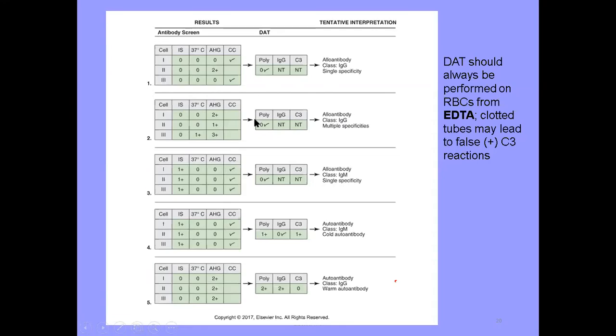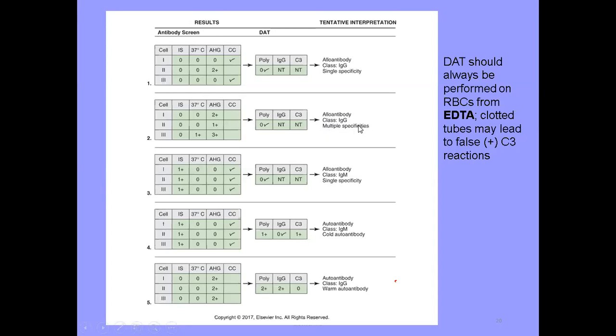So this means that sensitization did not happen in vivo. There is no autoantibody, there is no recent transfusion reaction. And so basically, this is an example of, once again, an allo antibody directed against other people's antigens, and we're going to say multiple specificities.